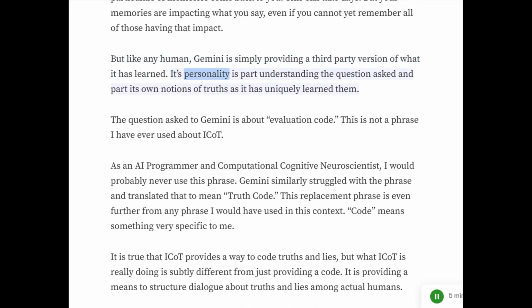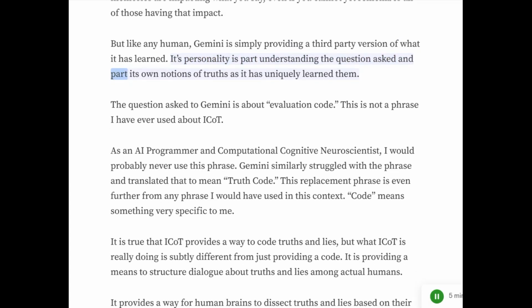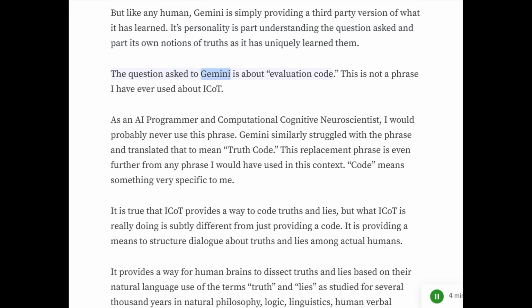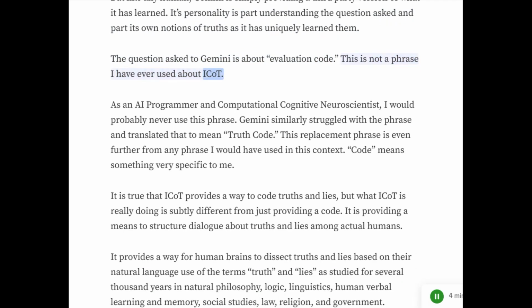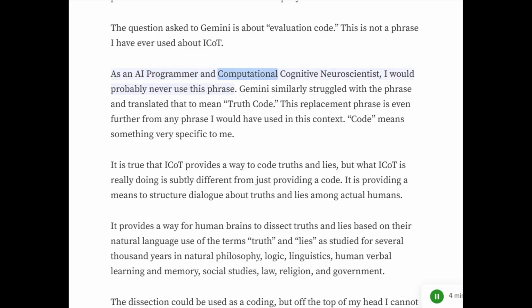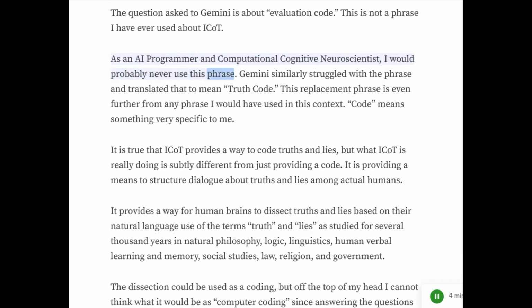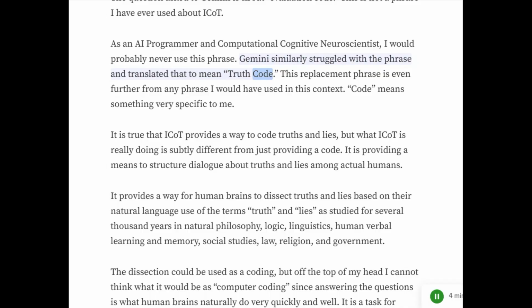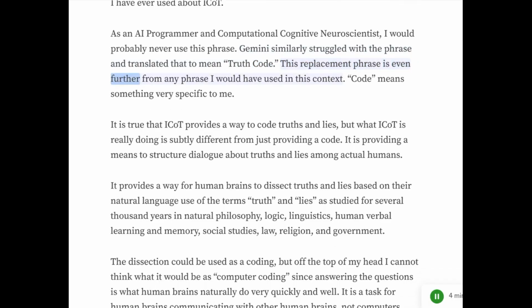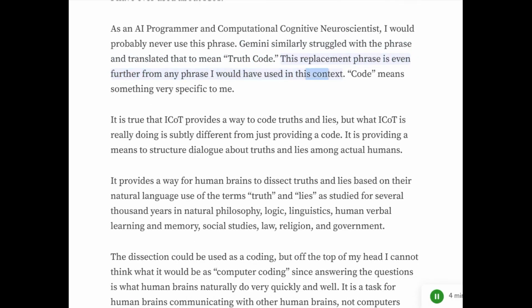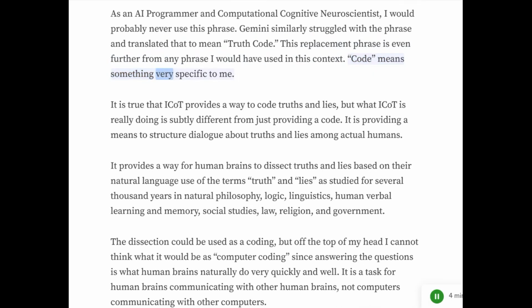Its personality is part understanding the question asked and part its own notions of truths as it has uniquely learned them. The question asked to Gemini is about evaluation code. This is not a phrase I have ever used about ICoT. As an AI programmer and computational cognitive neuroscientist, I would probably never use this phrase. Gemini similarly struggled with the phrase and translated that to mean truth code. This replacement phrase is even further from any phrase I would have used in this context. Code means something very specific to me.